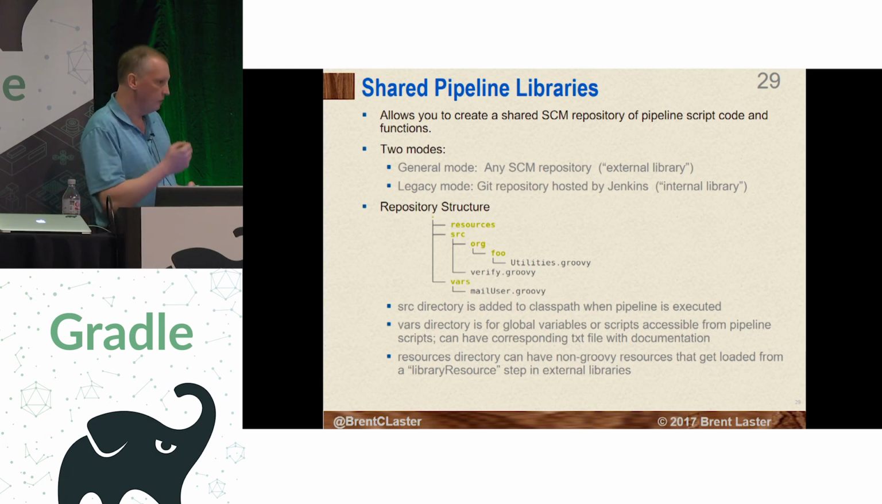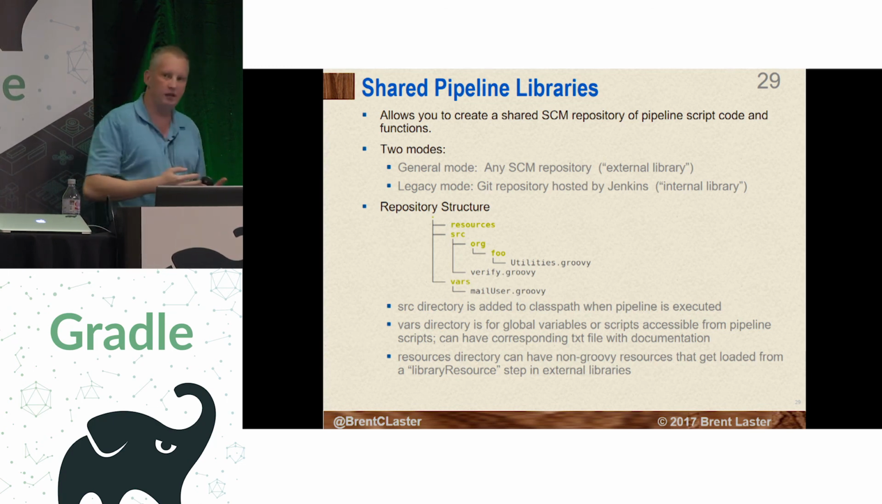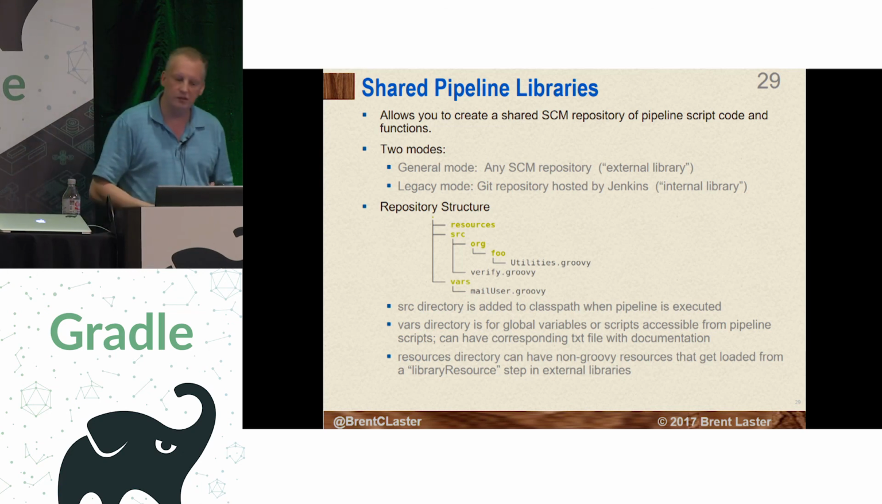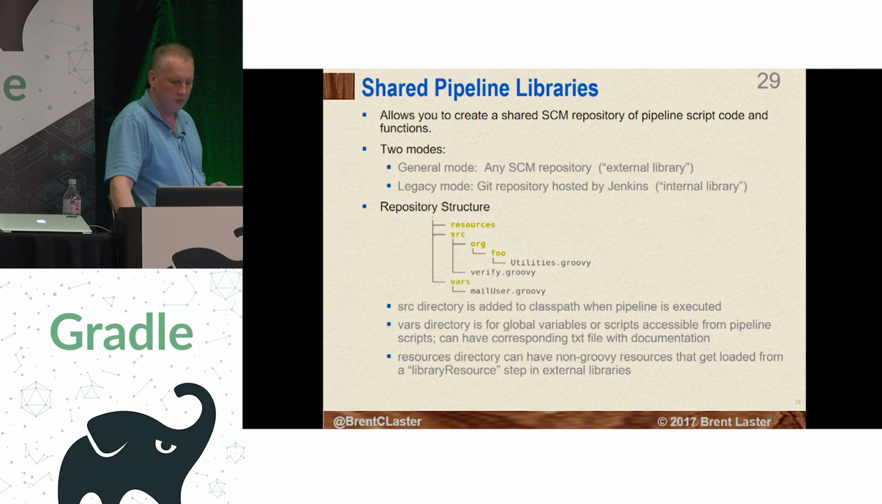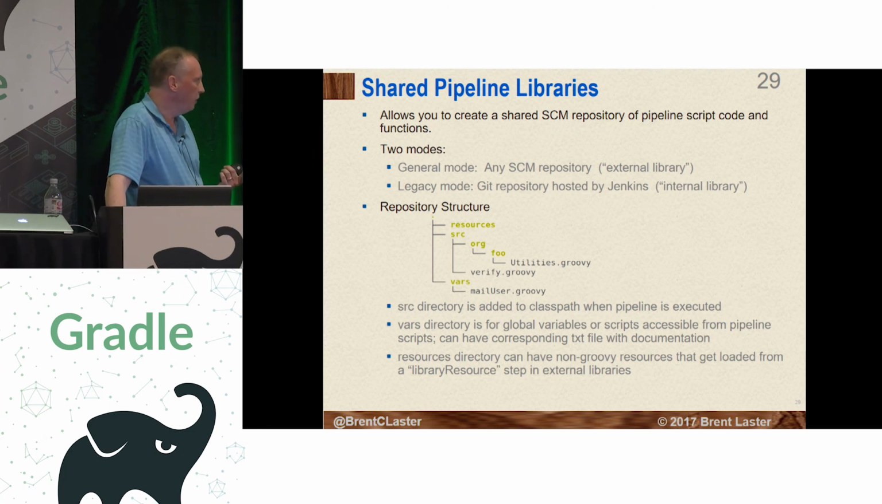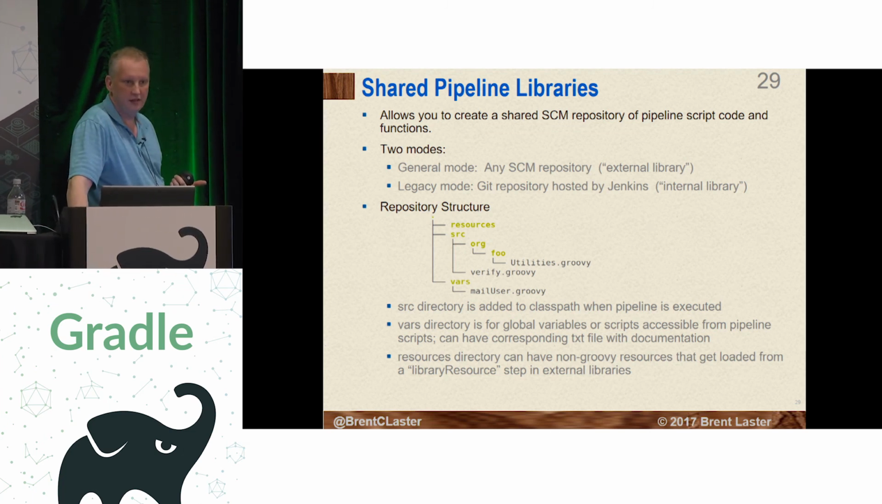Shared pipeline libraries. Let's talk about how we put things into shared pipeline libraries here. Shared pipeline libraries essentially allow you to create a separate source code repository that has library code that you can then load and share among multiple pipelines. Two modes. There's a general mode, any SCM repository out there. Basically, that's the one we'll always talk about now. Just in case you didn't know it, there is a legacy mode, where Jenkins 2 has its own internal Git repository. You may never use that, but it's out there if you ever need it. It has an internal Git repository it manages for tracking things.